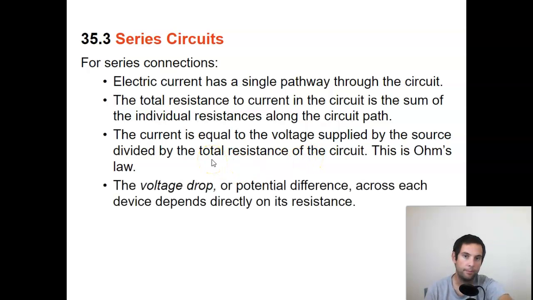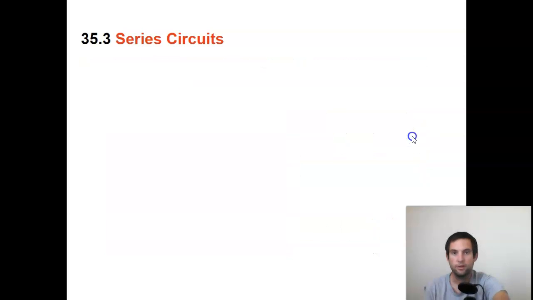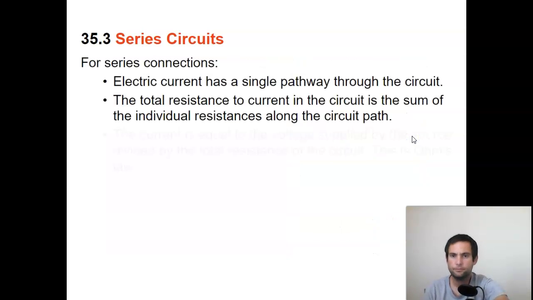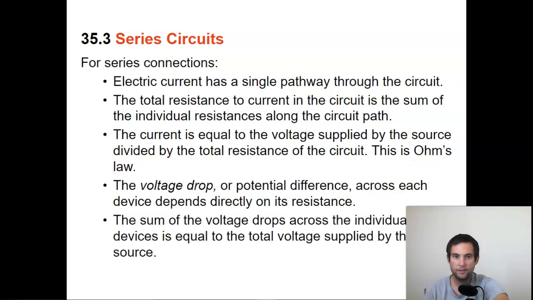The voltage drop, or potential difference, across each device depends directly on its resistance. So as the electrons go through here, remember, you go through the battery to get your energy, and then you come and you give your energy here. And as you give your energy, you're dropping in some of that potential. So you get your electric potential, and then there's a drop in potential, drop in potential, drop in potential. That depends exactly on resistance.